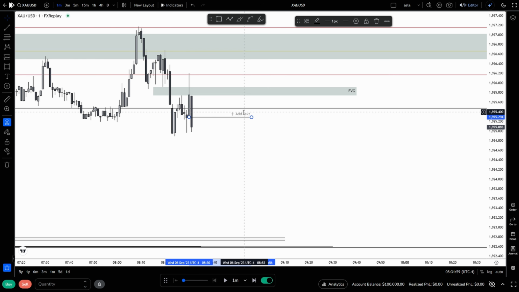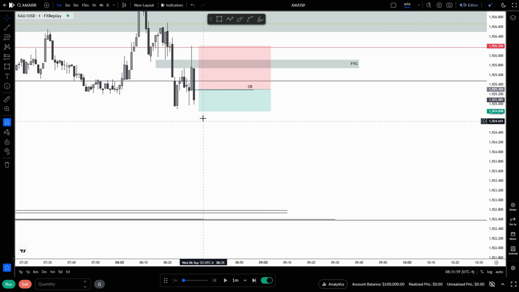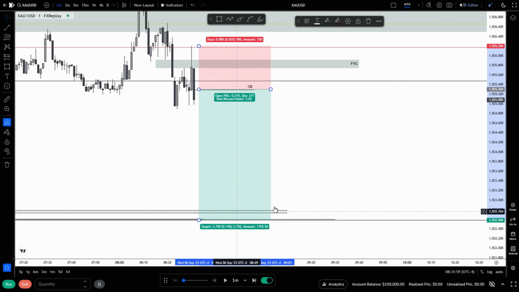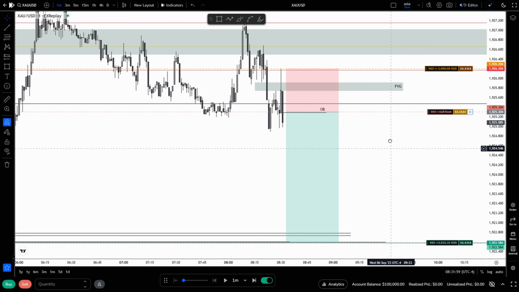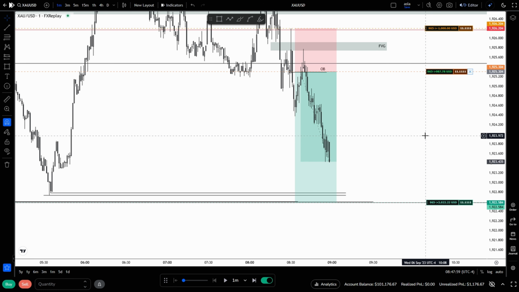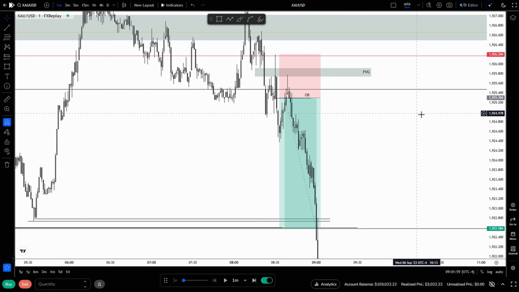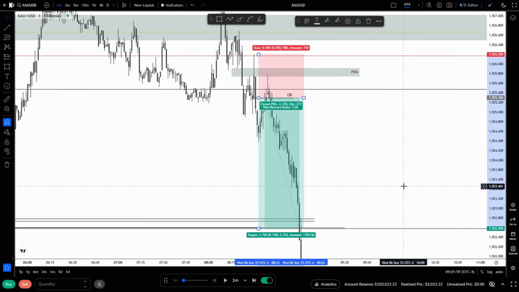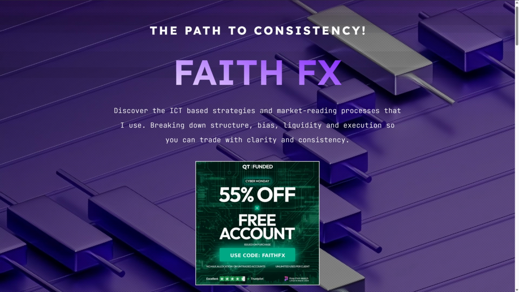So my plan would be to look for an entry around that order block area, place my stop loss above the high of that candle, and then target the lows that were formed earlier, which include the liquidity generated prior to the session, such as the London session lows. So the setup would look something like this: entry near the order block, stop above the high, and targets at the liquidity resting below. And as you can see, once the trade triggers, price moves lower and delivers the move into those liquidity targets.